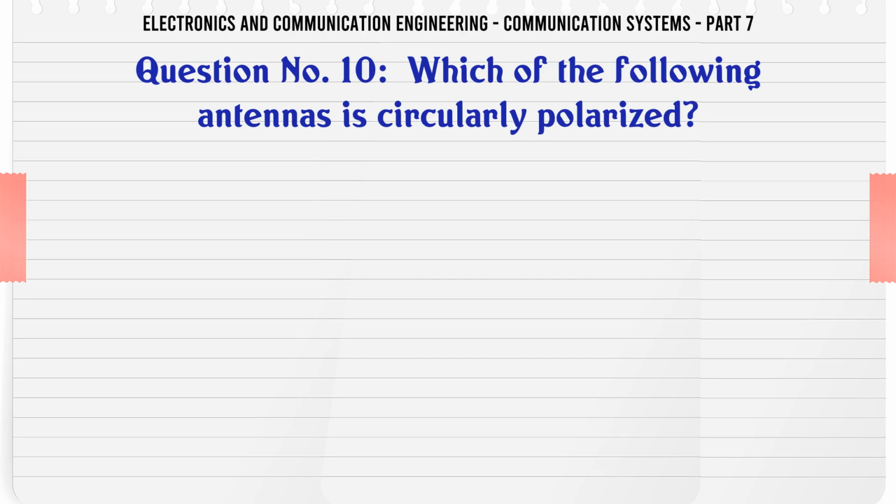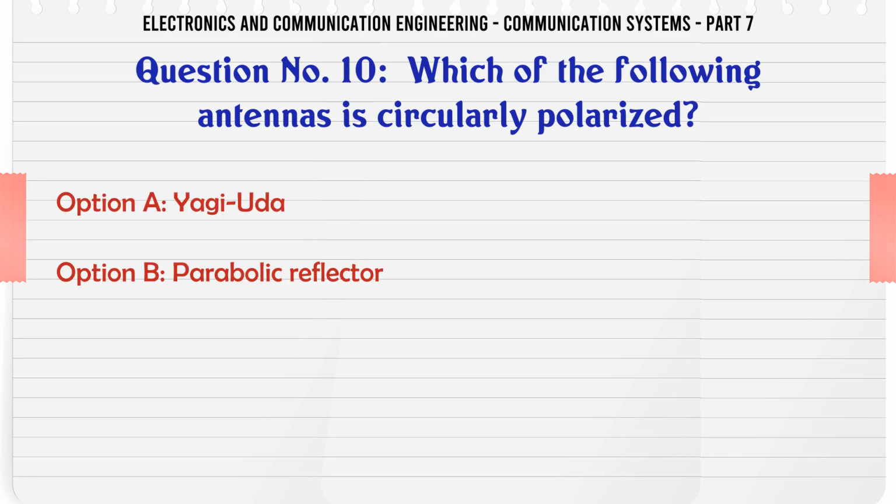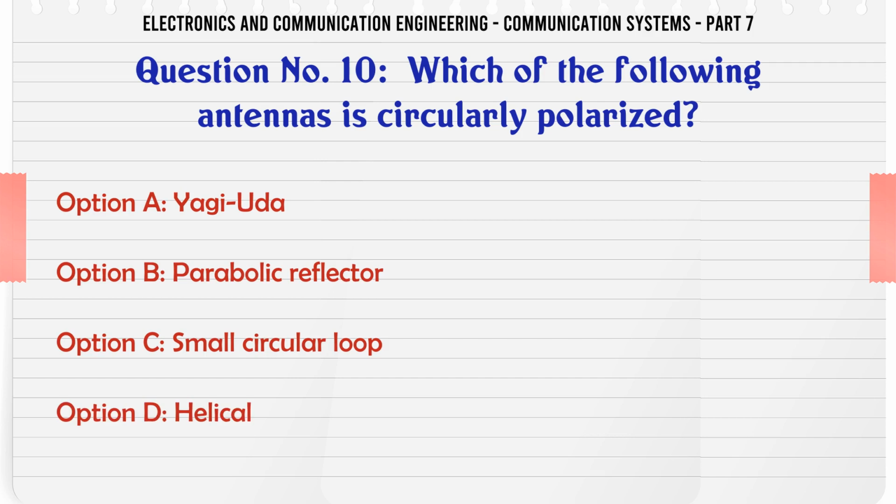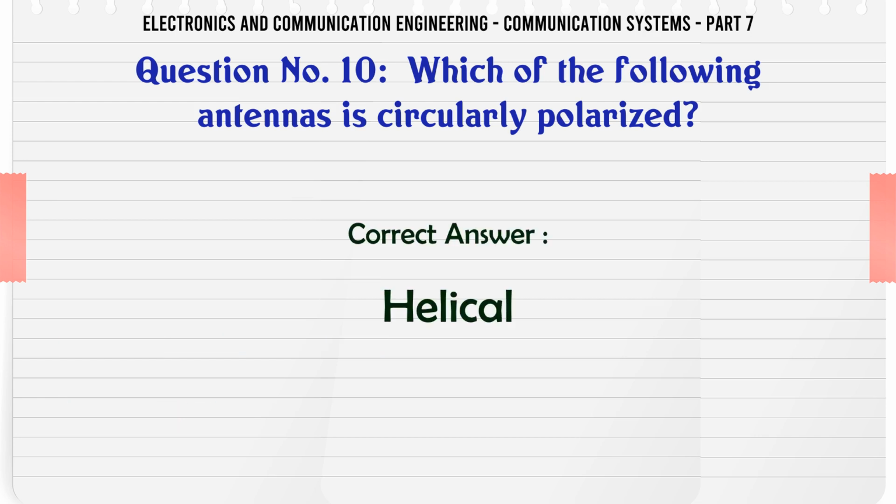Which of the following antennas is circularly polarized? A, dipole, B, parabolic reflector, C, small circular loop, D, helical. The correct answer is helical.